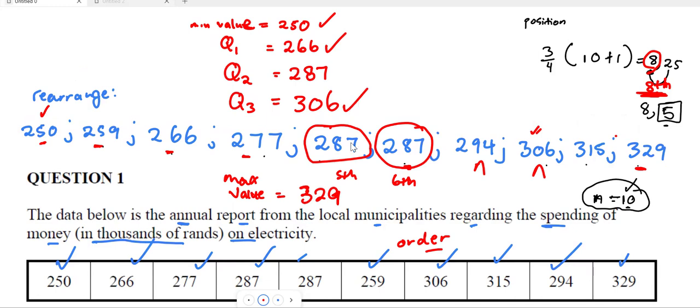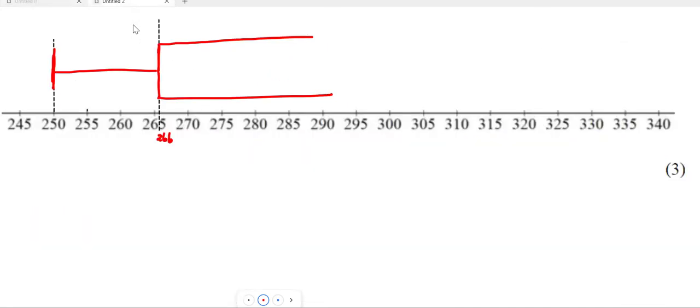Let's go to Q3, 306, which is approximately at this point. We're just approximating, guys. So that's where we are having our 306. So meaning to say the box is going to be completed at Q3. All right, that's where we complete our box.